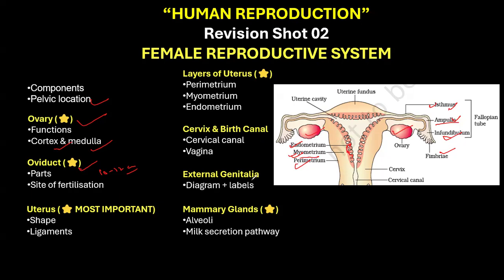Then the cervix. The cervix is a narrow opening of the uterus which opens into the vagina. The cavity is called the cervical canal. If we combine these two, the cervical canal and the vagina, they together form the birth canal.